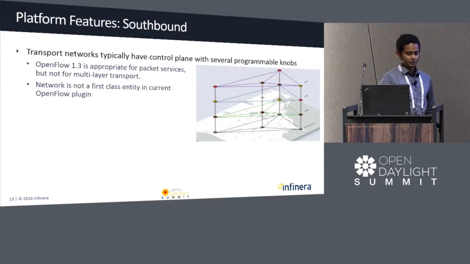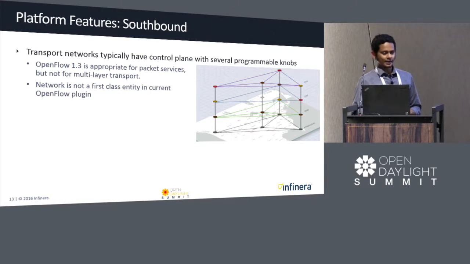And on the southbound, we use the Open Transport Switch, like I mentioned. The reason being that transport networks already have a control plane that have a lot of programmable knobs. And OpenFlow 1.3 specifically was very oriented towards packet services and not multi-layer transport. So we ended up going the path of having our own API, which is based on the OTWG.